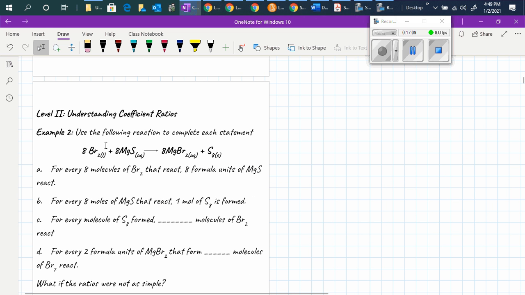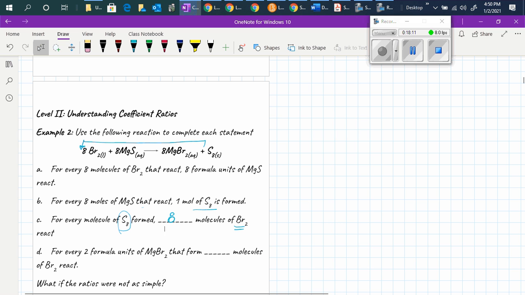Now let's move to a further understanding of the coefficients. When we have the same reaction, that means that for every 8 molecules of boron that reacts, 8 formula units of magnesium sulfate will need to react. And for 8 moles of magnesium sulfate that react, 1 mole of sulfur is formed. For every molecule of sulfur gas formed, you will need 8 molecules of boron.